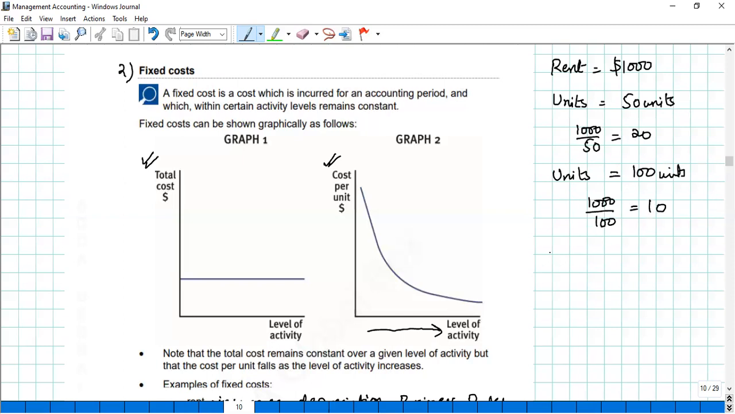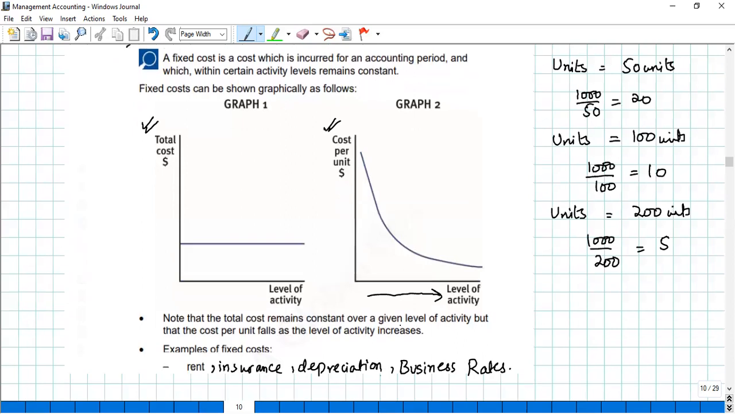Now, if you produce, let's say, 200 units, what will be the cost per unit? 1000 divided by 200, it will be 5. So you can clearly see that fixed cost per unit is falling. So this fall is represented by this curved downward shape graph. Okay. So this is the graphical representation of fixed cost per unit.